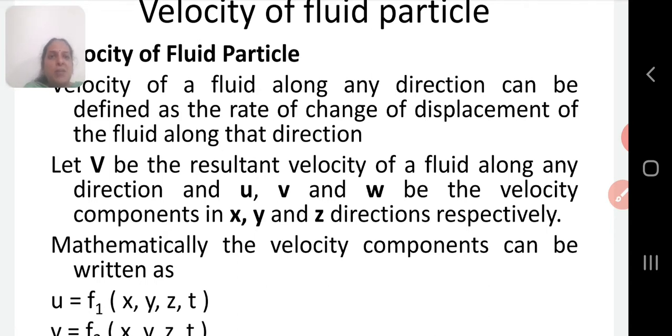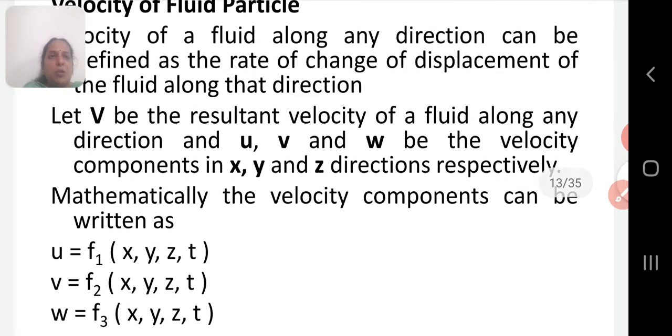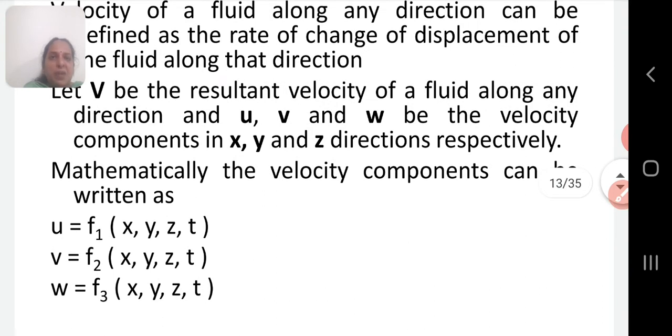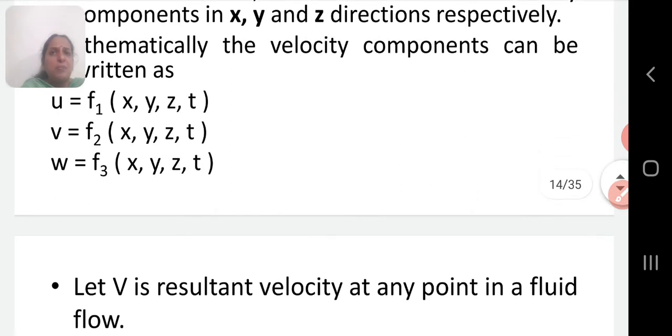So how will you write the velocity? u is a function f1 of x, y, z, t, with respect to time, because velocity is always change in length by time taken. And v is equal to f2, a function of x, y, z, t, and w, that is the velocity in z direction, is equal to f3 of x, y, z, t. So these are the velocity components in u, v and w directions.